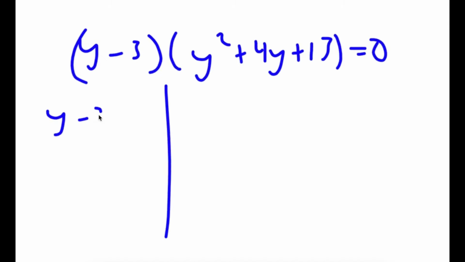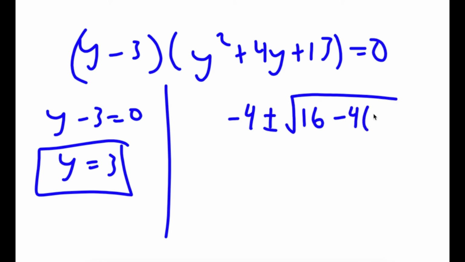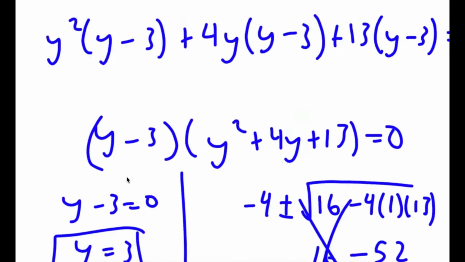I have y minus 3 is equal to 0, meaning y is equal to 3. And I have y squared plus 4y plus 13 equals 0. So to solve this, I'm going to use the quadratic formula, which is negative b, so negative 4 plus or minus the square root of b squared. So 4 squared minus 4 times a, which is 1, times c, which is 13. And if you notice, this is actually going to be 16 minus 52, which is negative 36. And you can't take the square root of a negative number, so this is wrong. And my only solution for y is 3.